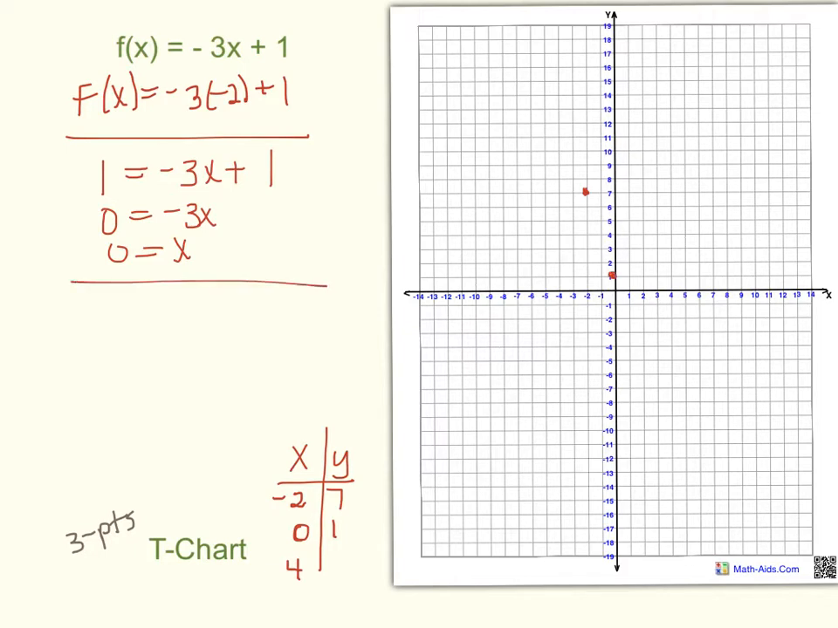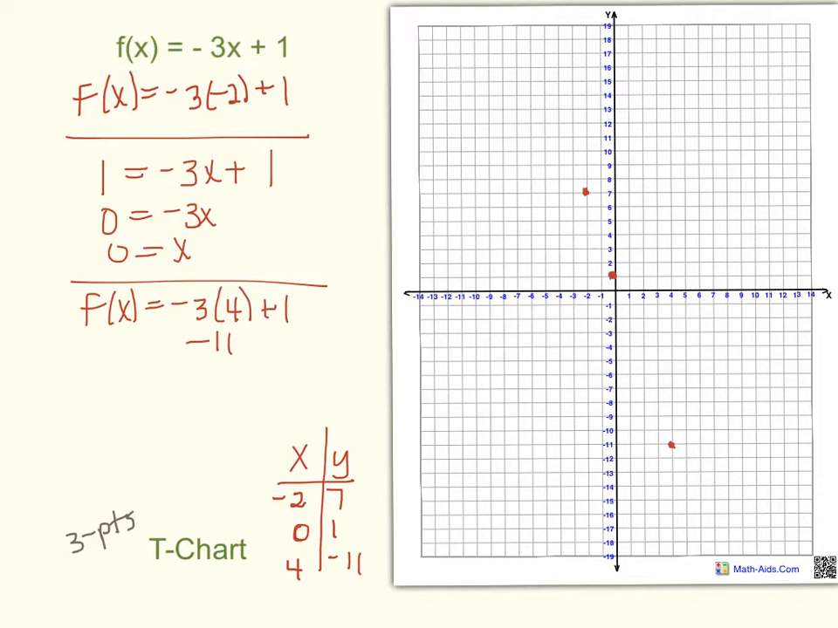Last but not least, I'm going to use that 4, and once again, that 4 is in the x column, so I'm going to plug that 4 in for x. So -3 times 4 plus 1. Well, -3 times 4 is -12. -12 plus 1 happens to be -11, giving me a point at 4, -11, which is right about here on my graph. So these are my 3 points.